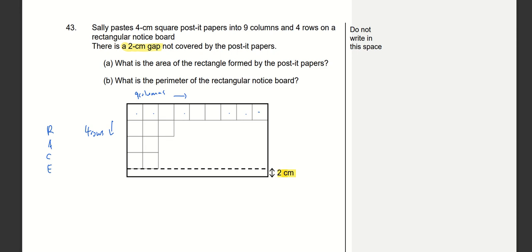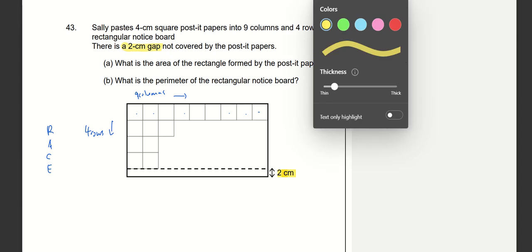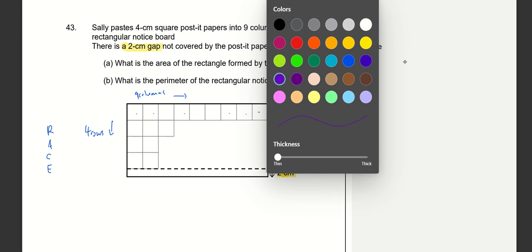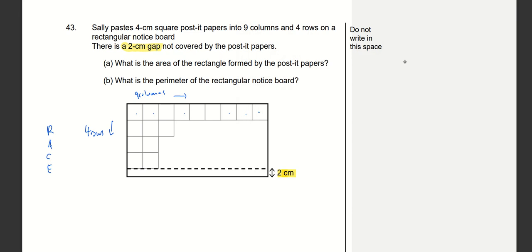Question A. What is the area of the rectangle formed by the post-it papers? And B. What is the perimeter of the rectangular notice board? First and foremost, one of the tricky things is that you need to identify the two rectangles being explained here. The square is not a problem because most of us are able to identify it. What it means by 4 cm square post-it papers is that you have squares whose size is 4 cm by 4 cm.